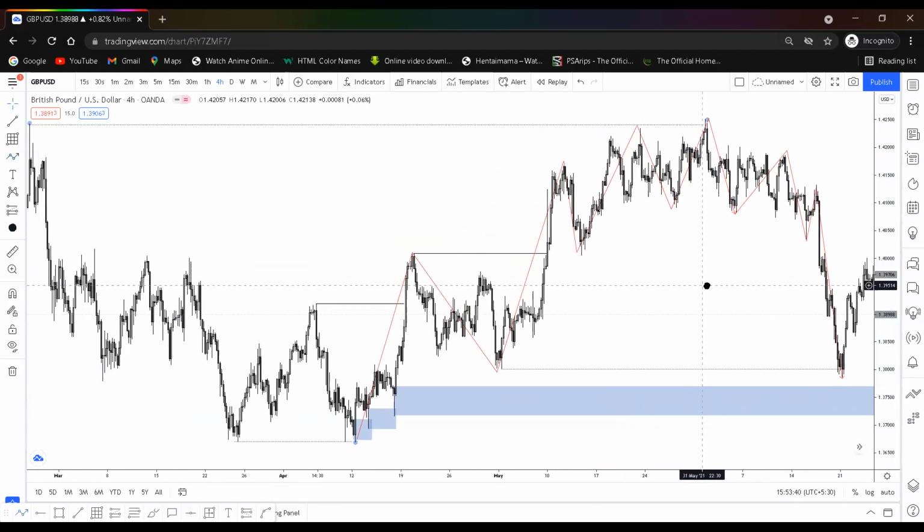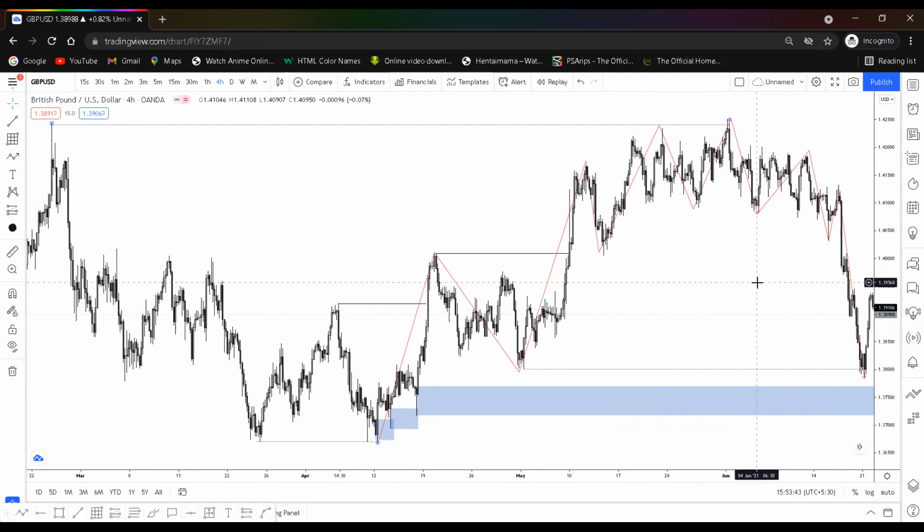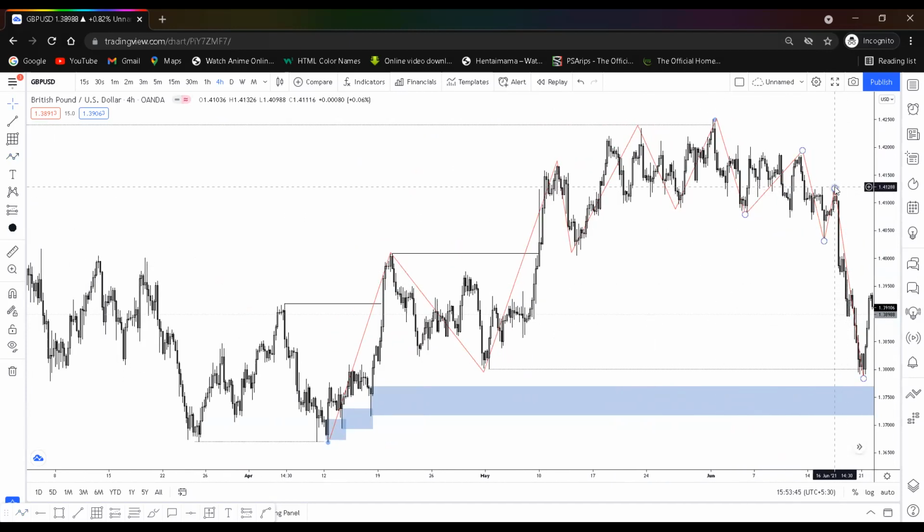Now imagine this did not happen. Now what is our range? From this high to this low.